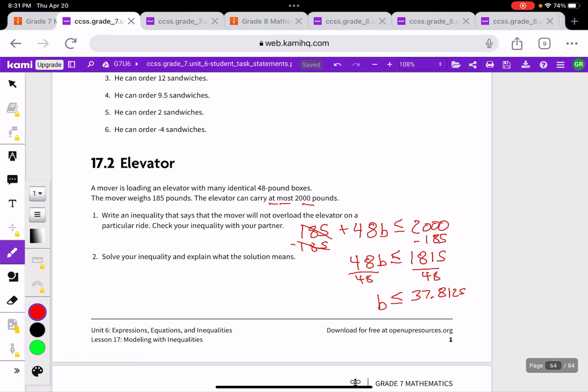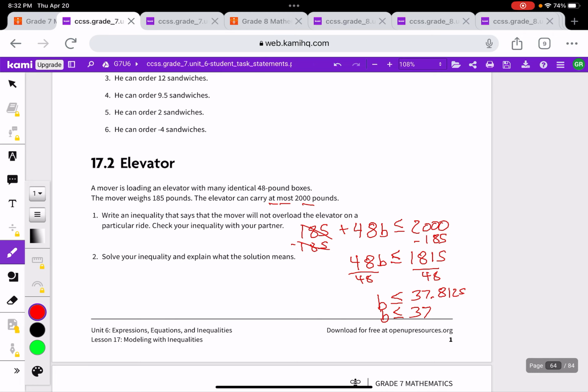We could leave it like that, but again, we have to explain what our solution means. So we can have 37.8 boxes. Does that make sense? Let's make it make more sense. Technically, this should be B is less than. So does that mean we could have 38 boxes? If we do that, I think you'll agree that will make us go over 2,000 pounds. So we probably got to cut it short and leave it right at the 37. That will leave us below or at the 2,000.